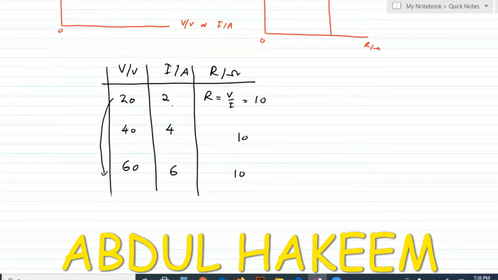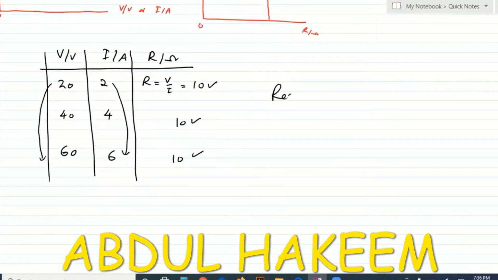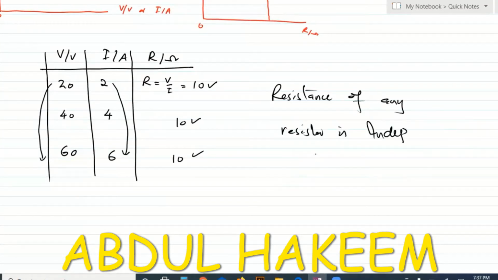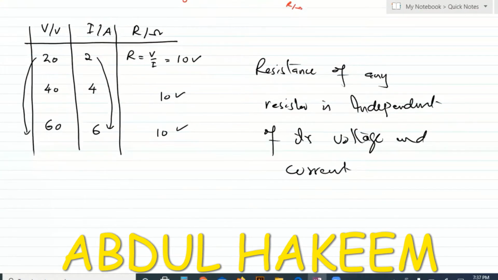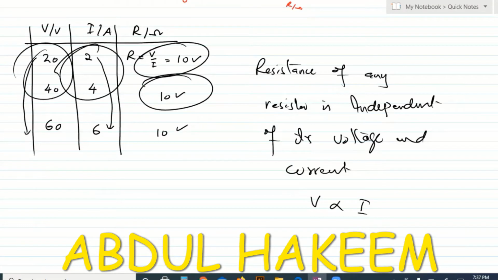Look, the voltage is increasing, current is increasing, but the resistance is constant, mean the resistance of any resistor is independent of its voltage and current. If the voltage is increasing, no effect on the resistance. If the current is increasing, no effect on the resistance, because V and I both are directly proportional. When voltage becomes double, current becomes double, so the ratio remains same. So the voltage and current have no effect on the resistance.